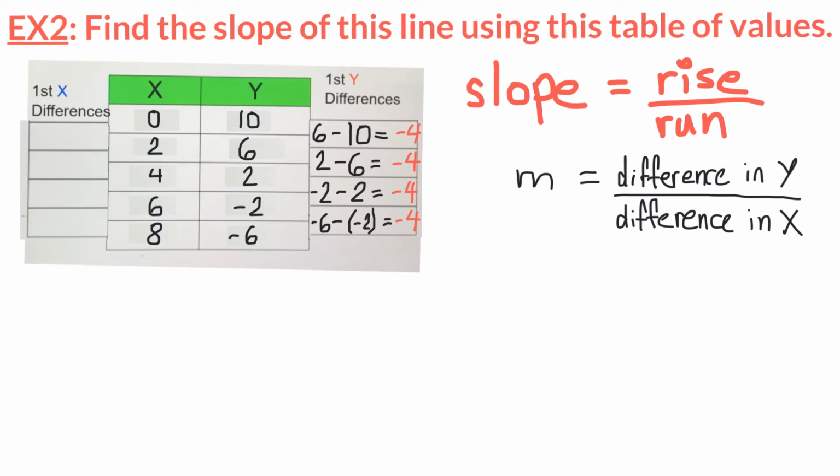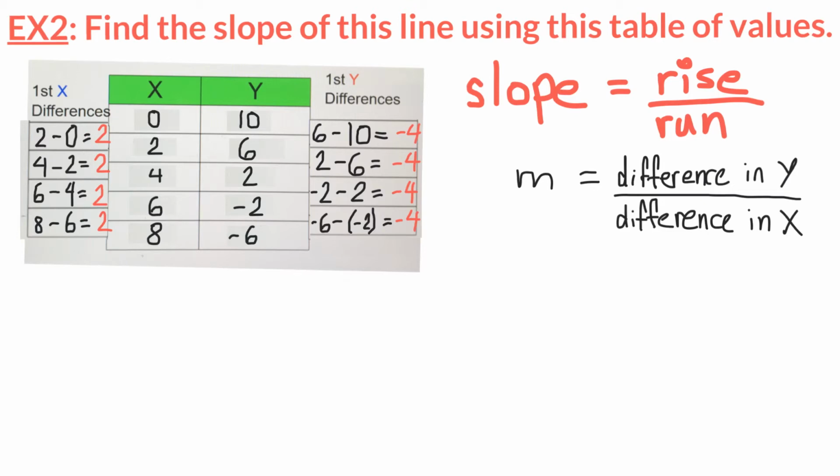Now let's find our differences in x. Remember, we start from bottom up. First, we'll do 8 take away 6. Then we'll do 6 take away 4. Then we'll do 4 take away 2. Then at the end we do 2 take away 0. Notice that all the differences in x are the same number, 2.